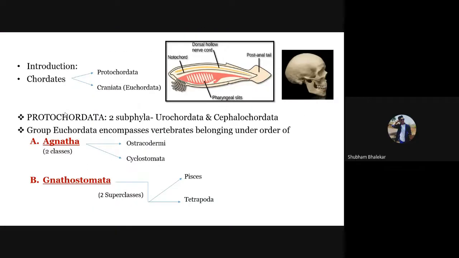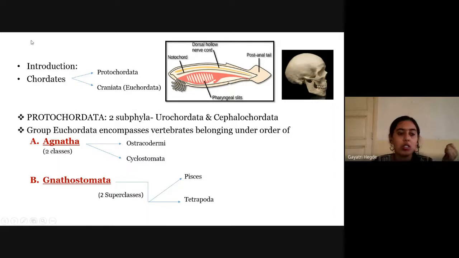Yes, ma'am. So, what are chordates? Chordates are those animals which have the presence of notochord in them. Notochord is a hollow tissue, spine-like structure. Depending on what portion of the body has notochord, the chordates are divided into two major groups, which are protochordata and euchordata. Proto stands for primitive and eu stands for true. Now, protochordata has two subphyla, which are Urochordata and Cephalochordata. These both will be covered in your unit 1.